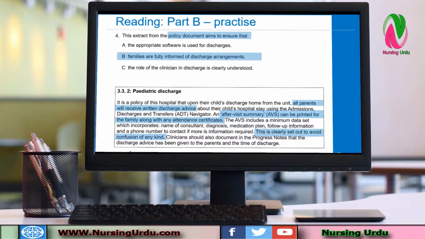It's clearly set out to avoid confusion in terms of the understanding when they are discharging the patient back to the family. So it's for clarification for the family. It's not clarifying the role of the clinician. It's giving them full information of the discharge arrangements which are listed in the text. So, any questions with regards to number 4?